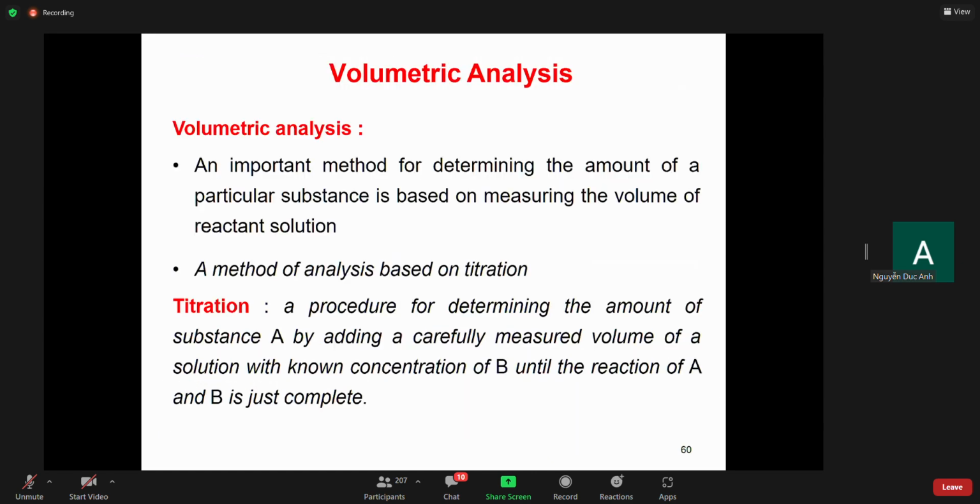Another technique to define a material is volumetric analysis. Volumetric analysis is the method to determine the amount of a particular substance based on measuring the volumes of a solution. The technique for volumetric analysis is namely titration.